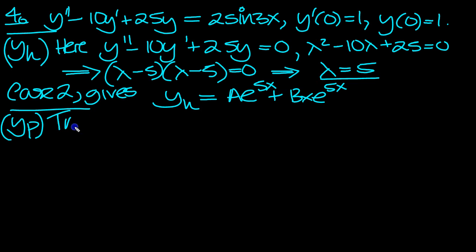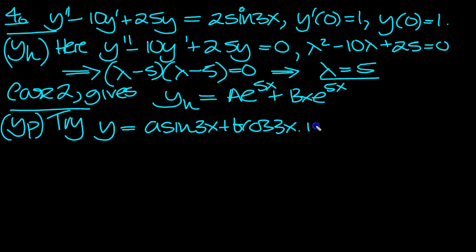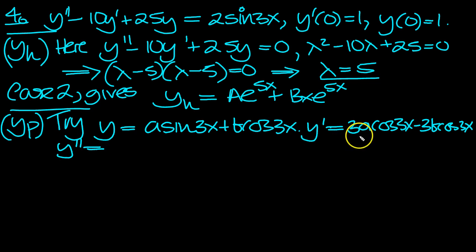So let's try. Y equals a sine 3x plus b cosine 3x. Y dashed, let's put that over here. The sine goes to cos, so 3 comes out, 3a cos 3x, and then the b cos goes to minus sine, and the 3 comes out, so it's minus 3b sine 3x. And then y double dashed, differentiate this again, cos goes to minus sine, and another 3 comes out, so it's minus 9a sine 3x.